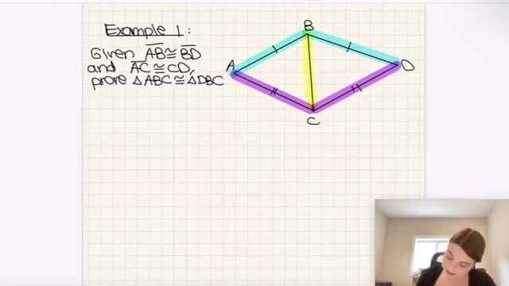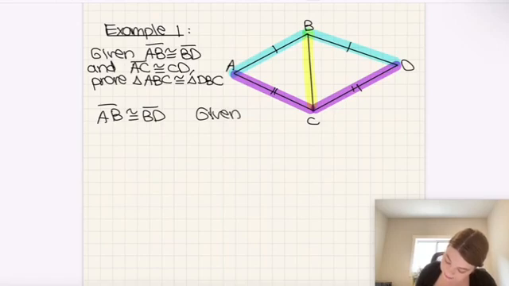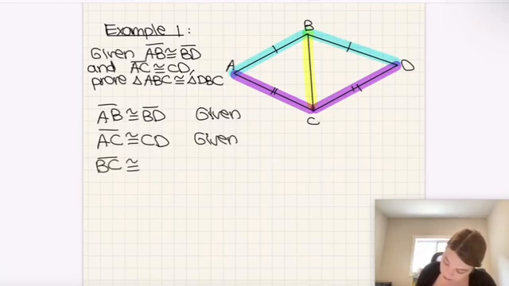First, I'm going to write out what's given, which is that AB is congruent to BD, and my justification is that it's given. Also, AC is congruent to CD is also given. And then BC is congruent to itself. And if BC is congruent to itself, that's using reflexive property.